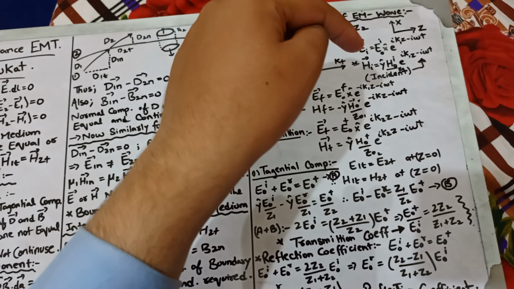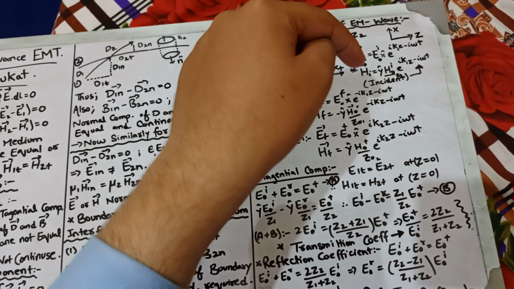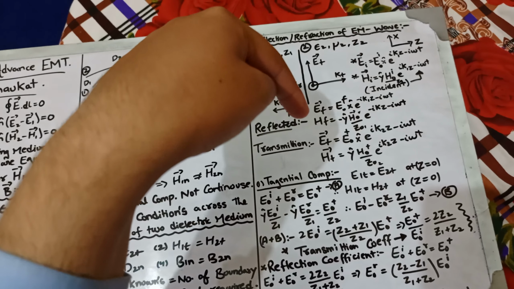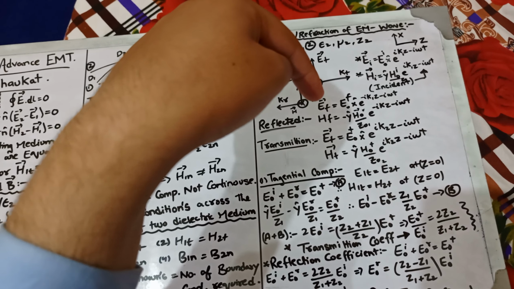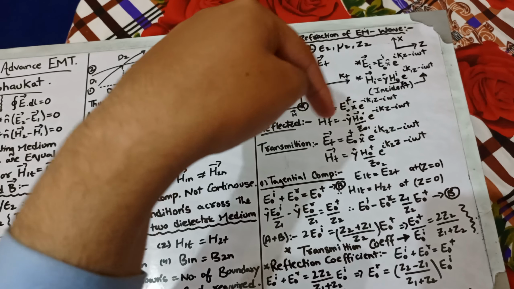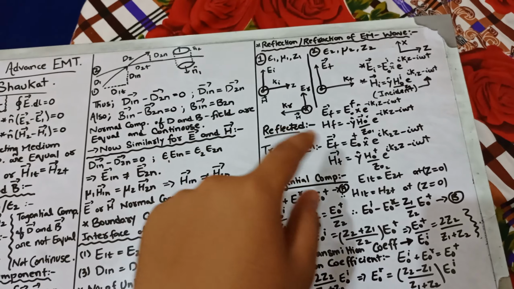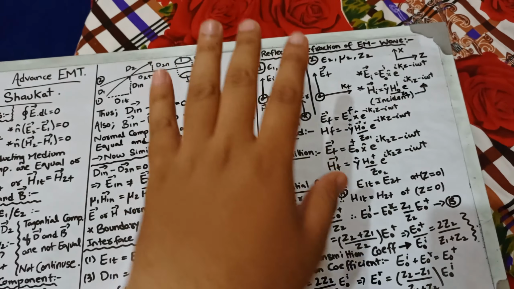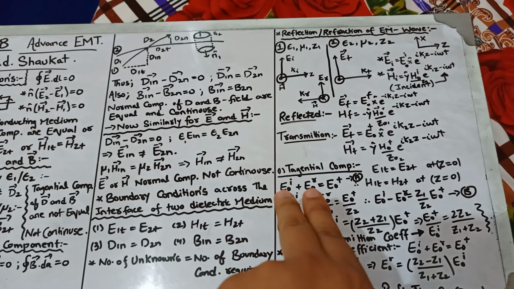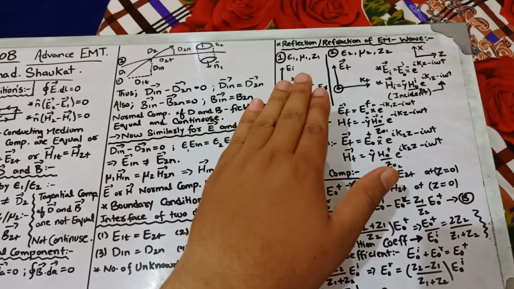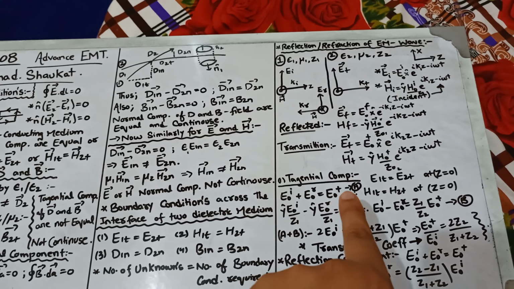So E_i basically now equals E_0i x cap. When you put z = 0 here, e power 0 is 1, so you will only be left with E_r basically equals E_0r x cap. Similarly here E_0t x cap, this becomes 0. So x cap cancels with all, and you get your final equation: E_0i plus E_0r, because these two are in the first medium, equals the second medium, which is E_0t. So this is equation number A.